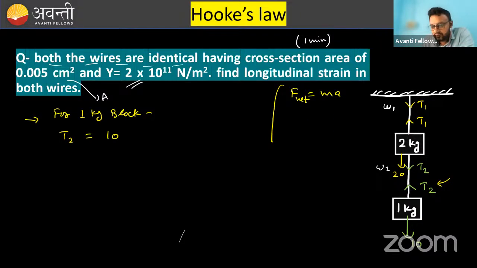F net is what? There is one force in the upward direction, one force in the downward direction, taking upward as positive. So T2, downward as negative, that is 10, is equal to mass is 1 kg into acceleration is what? 0. So T2 is equal to 10 Newton. That's what we have done. In the same way, if tension force is known, that means we know the force that is creating the stress in the wire.